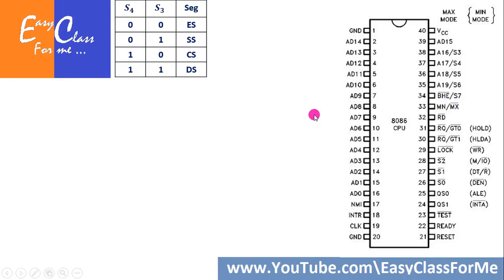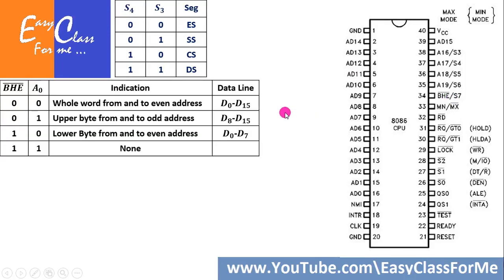So for that purpose we also have one table here. But before going to this table, we should keep in mind one general fact about the 8086 microprocessor: it is a 16-bit microprocessor, and frequently we will transfer data of 16 bits from the microprocessor to the memory or to the peripherals, or in the reverse direction.